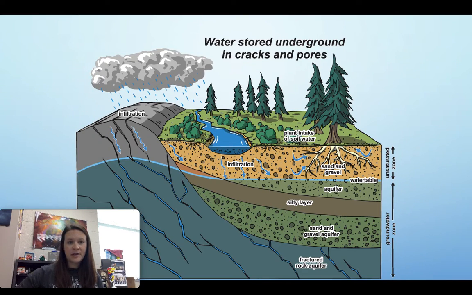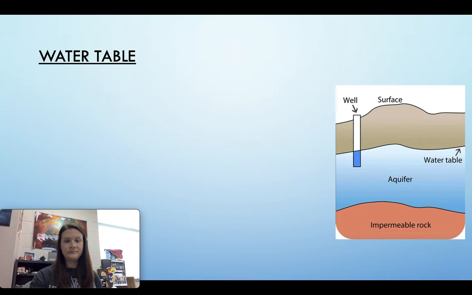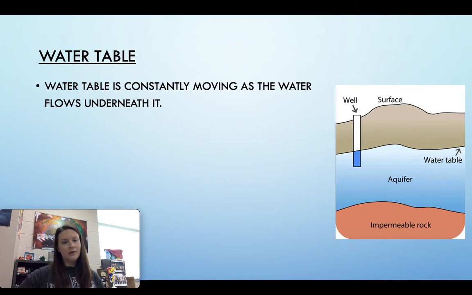Just another picture, just to make sure you understand the process. Again, you have your barrier where the water is being kept, and it's stored underground. Okay, the water table, like I said before, is constantly moving as the water flows underneath it. So if we start to take out way more and it evens out, that water table will lower. But after a large rainfall or a really high snowy season in the winter, in the springtime, that water table will rise up.